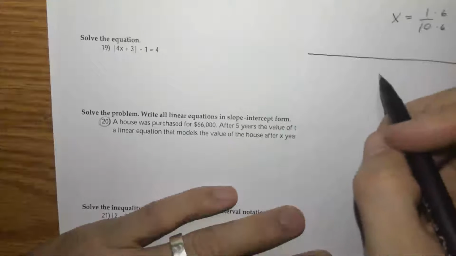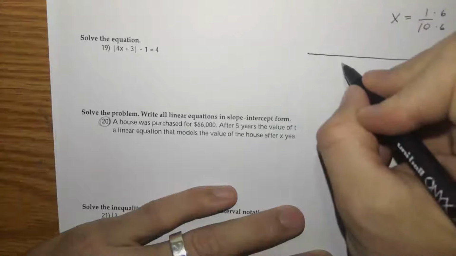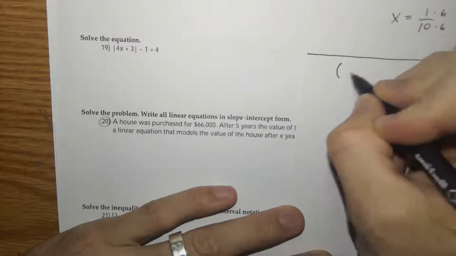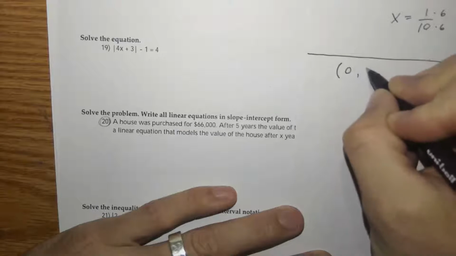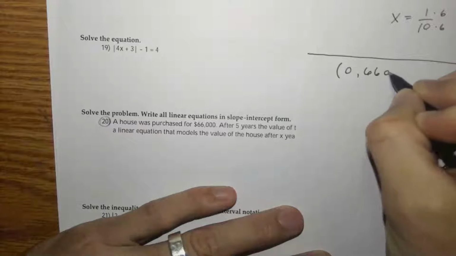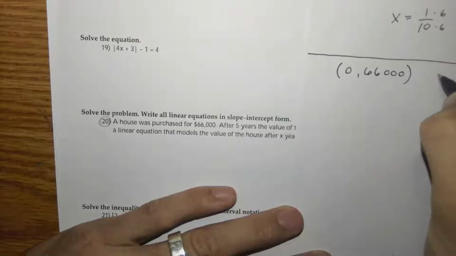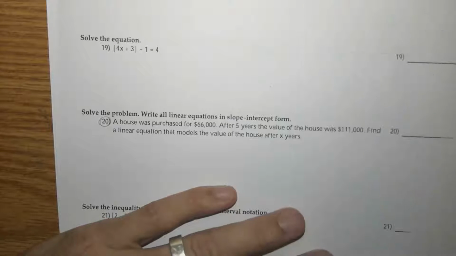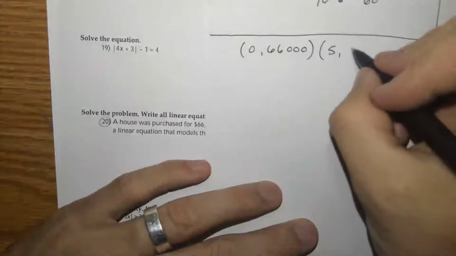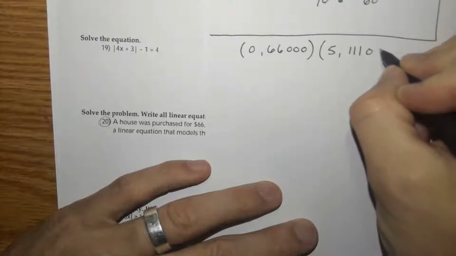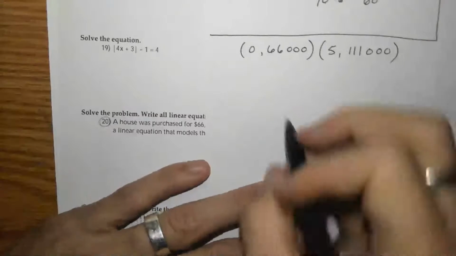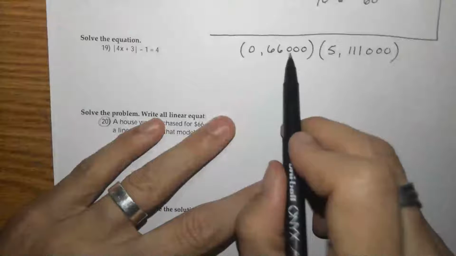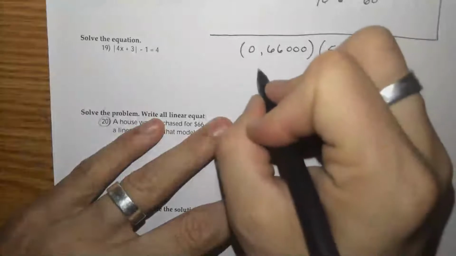Okay, so the first thing we want to do, think about it like this. The house was purchased at 0 years. The value was 66,000. And then after 5 years, it was 111,000. Now, if we do the math, we can do y2 minus y1. That's going to find our slope.